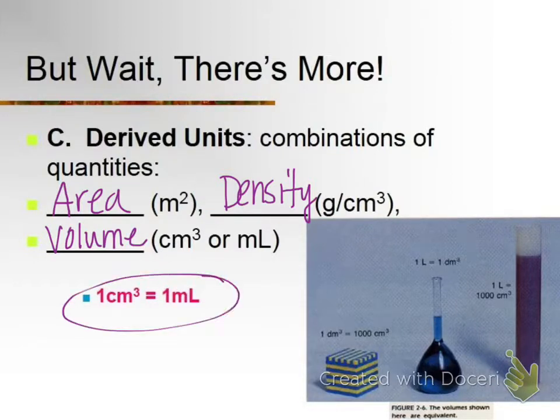You also must memorize this. You will use this throughout the year, that a centimeter cubed is equal to a milliliter. Okay? Also, a liter is equal to a decimeter cubed. Okay? So those are things we have to memorize.